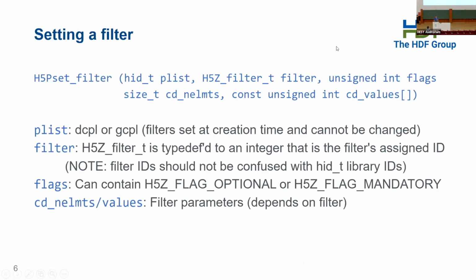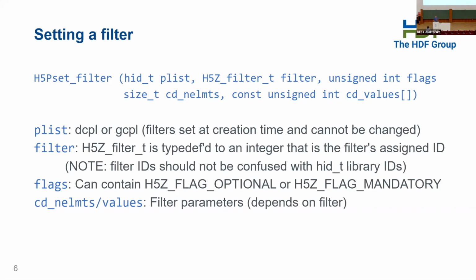So setting a filter is really easy. We have different API calls for the built-in filters in HDF5, so there's H5P set deflate. But in general, you're going to use H5P set filter. It's got a couple of parameters. You'll pass in your dataset creation property list. You set the filters at creation time. They cannot be changed once you assign them. Then there's a filter ID, and we'll talk more about those in a little bit.